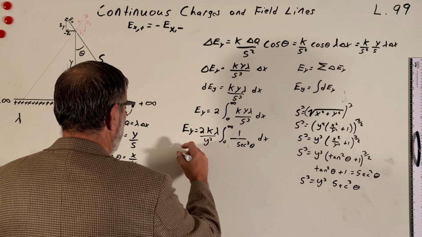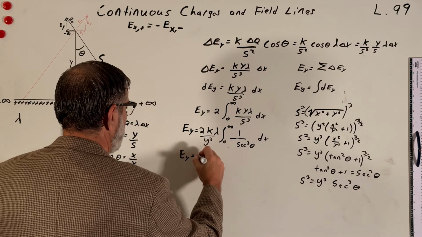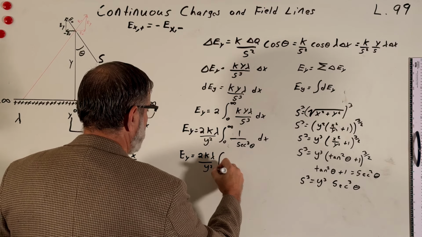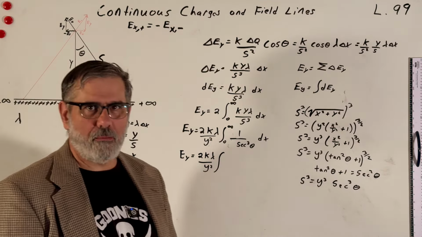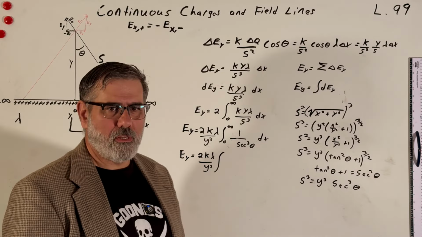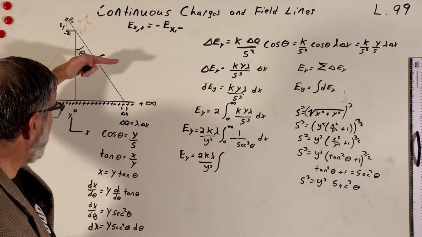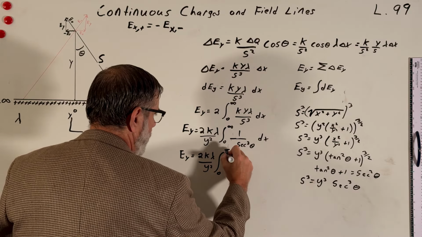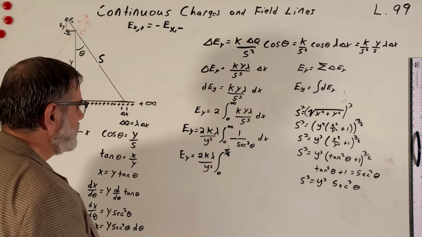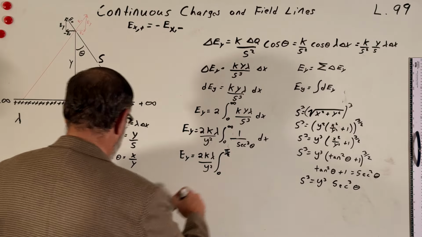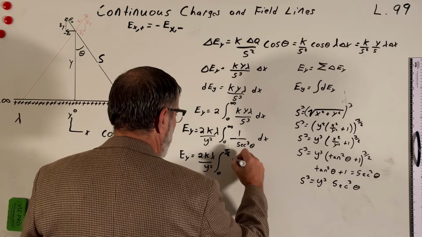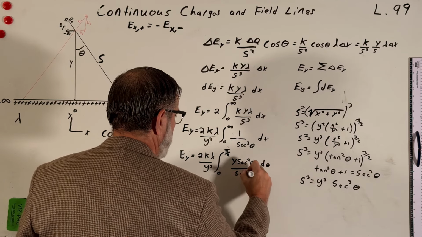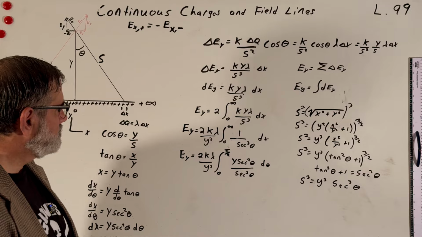So I plug that in. I'll get E sub y is equal to 2k lambda over y squared times the integral. Now it's no longer going to be from 0 to infinity, because my variable of integration is theta, so I'm going to go from 0 to pi over 2. I change the limits of the integral from 0 to infinity to 0 to pi over 2. And I'll get y secant squared of theta d theta, but I still have my secant cubed of theta in the denominator here.